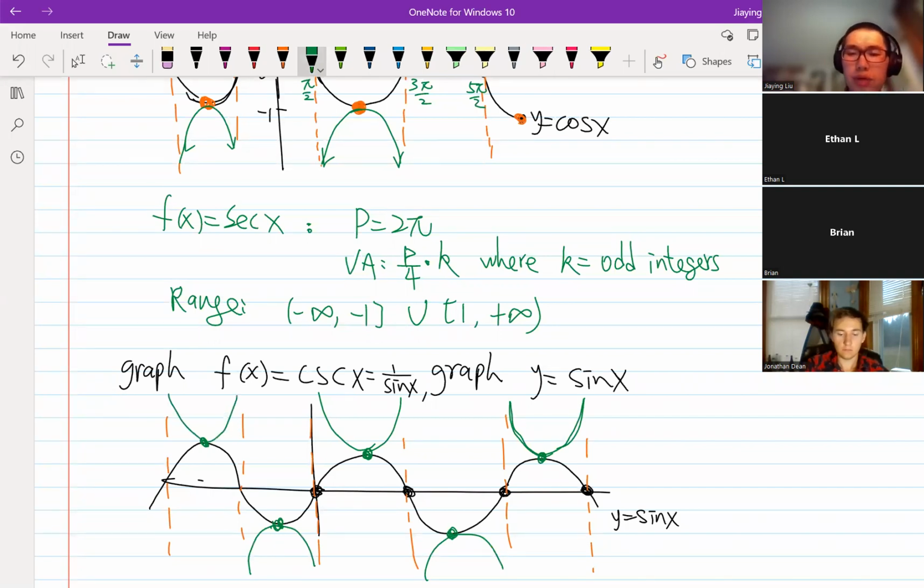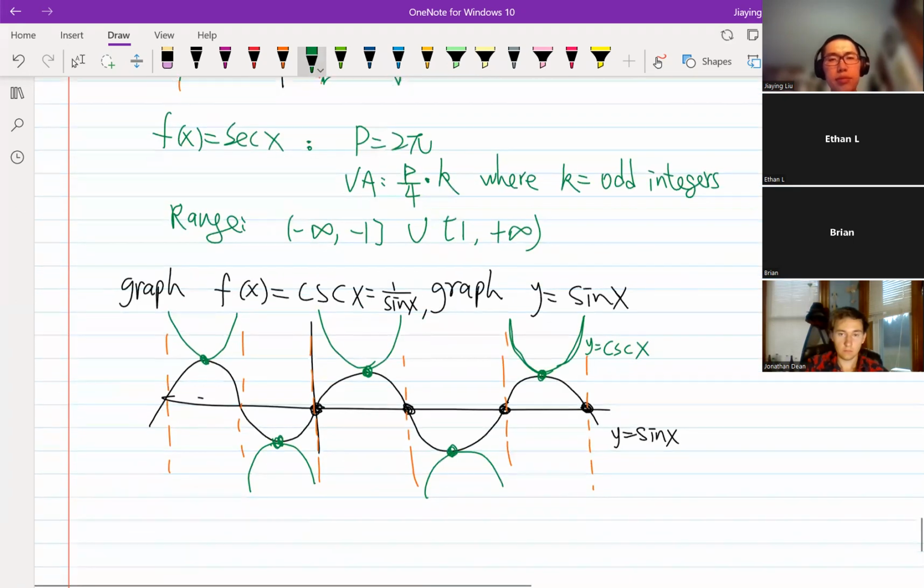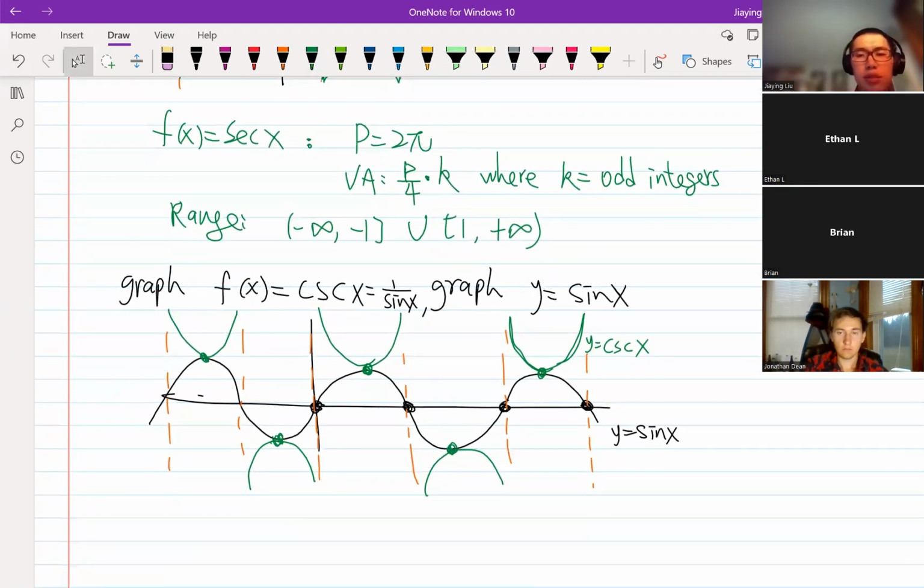So the green one I draw is y equals cosecant x. We're just going to keep the sine there. Again, you can erase it if you want at the end, but there's no need to go through the trouble, because the sine x is going to tell us how we end up with the function cosecant x.